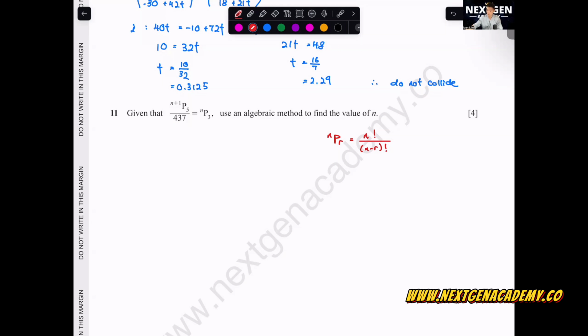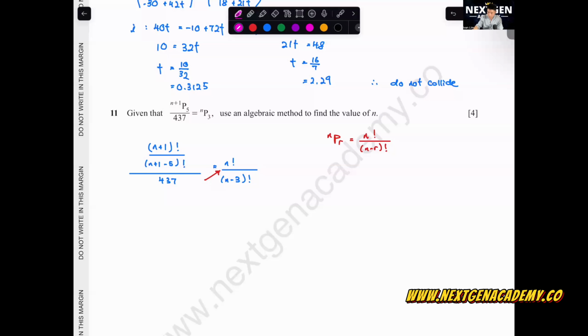Okay, now let's fit into the formula. (N+1)! over (N+1-5)!, whole thing over 437, equals N! over (N-3)!. Okay, we simplify this. I will multiply this up first.